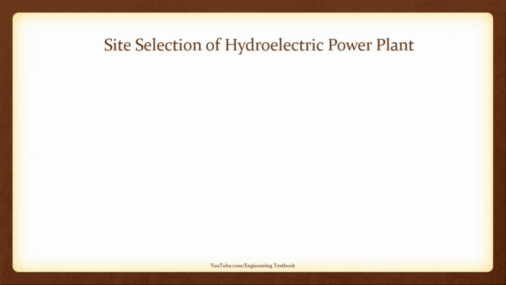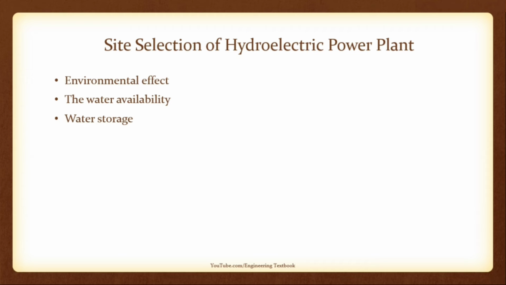The factors which are included for site selection of a hydroelectric power plant are environmental effect. Environmental effect is one of the major problems which should not occur, so a place can be chosen which is free from hazard and chemical effects. The water availability. In a hydropower plant, water is an essential fuel. Water availability is needed for rotating the turbine blades and generating electricity.